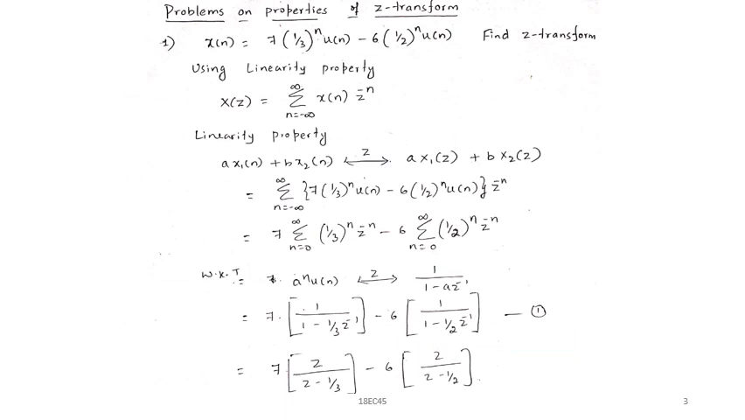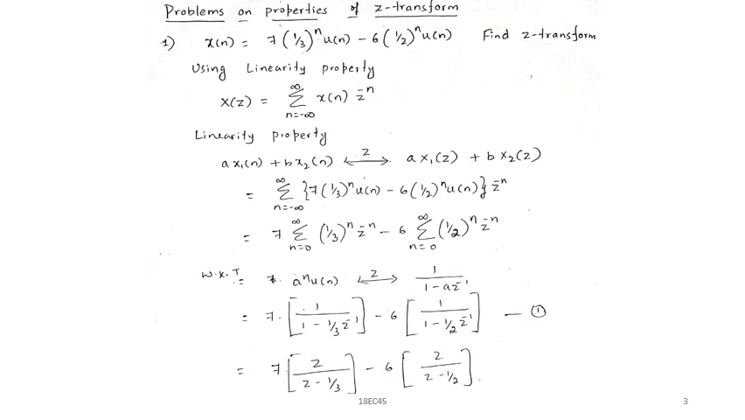Here the first one: x of n is equal to 7 into 1 by 3 to the power n u of n minus 6 into 1 by 2 to the power n u of n. Find its Z transform.